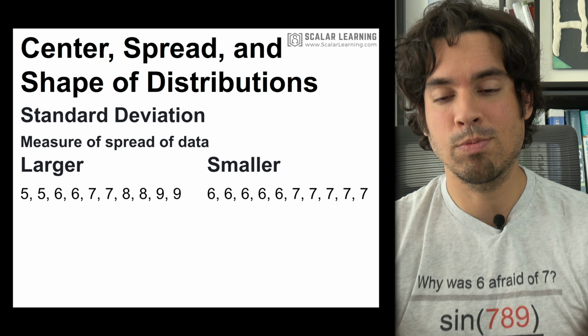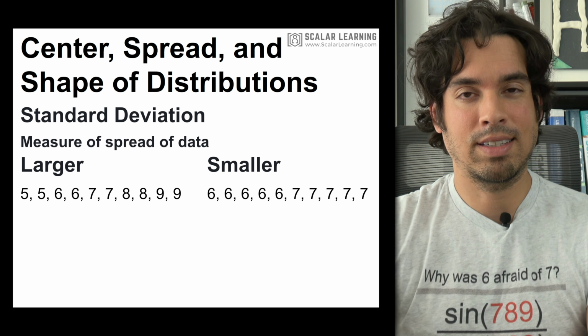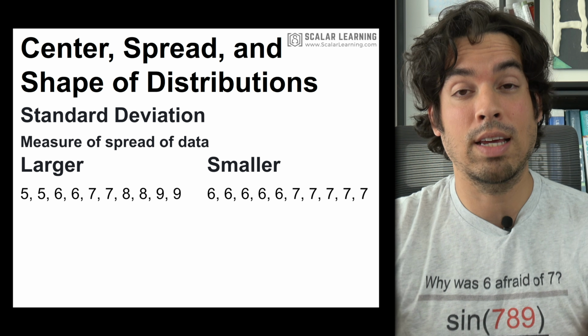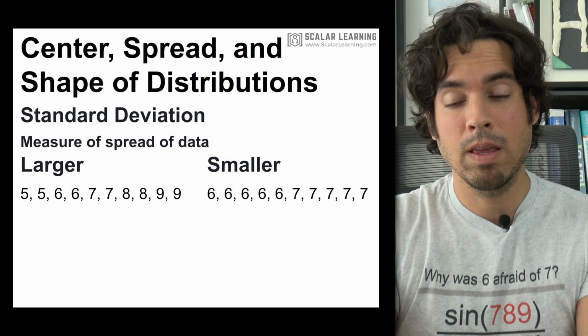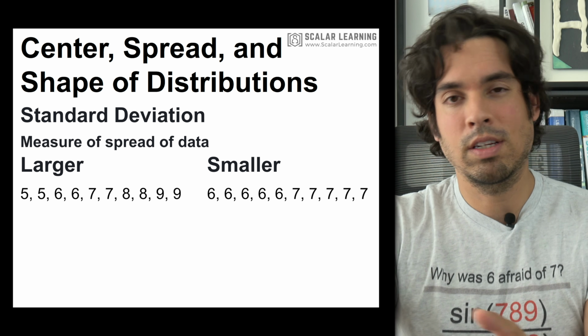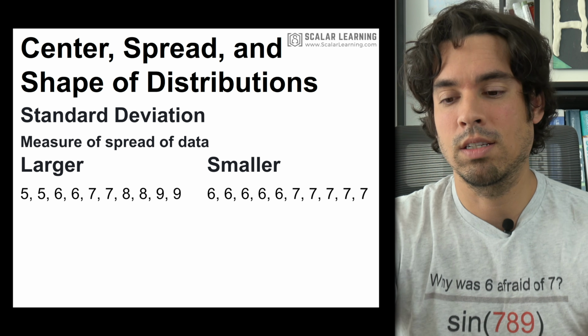And now in a smaller standard deviation, 6s and 7s, it's the same amount of data, but it's all bunched closer together, right? They're really close. It's really sixes or sevens, maybe the mean is 6.5.